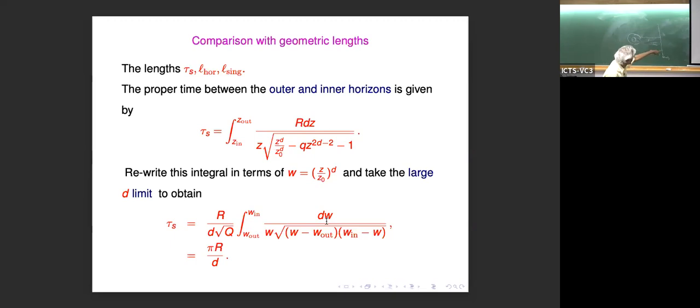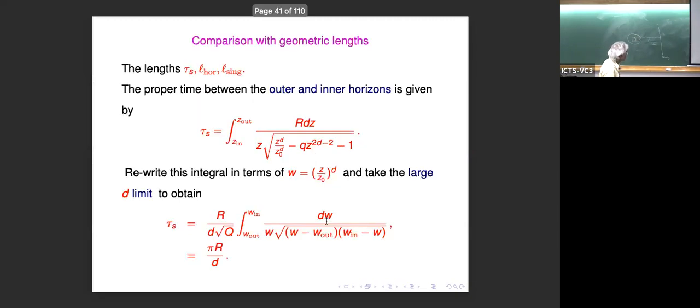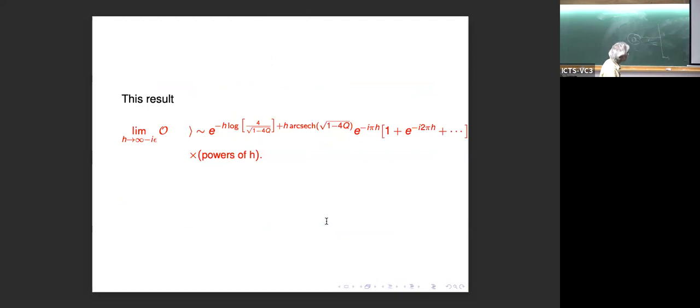And between the inner and the outer horizon, you evaluate the proper length, again with the same kind of regularization. This might be sort of suspicious, but you get this structure, and that's the L_hor, and you can see that structure is there, like the 4 divided by 1 minus 4q. It was log 4.